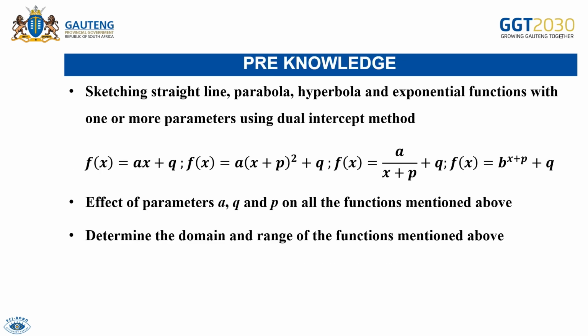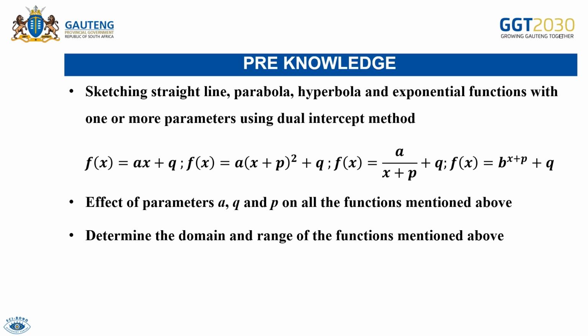So what you should be knowing already, you should be knowing how to sketch a straight line, parabola, hyperbola, and exponential functions with 1 or 2 parameters using the intercept method. Then your straight line is given as f of x equals ax plus q, whereby the a tells you about the shape of the graph, if it is going to be an increasing or decreasing function. Then your q tells you about the y-intercept and also shifts your graph vertically.